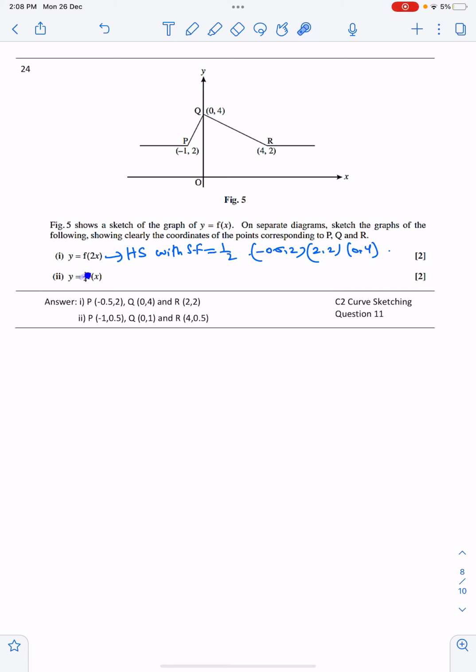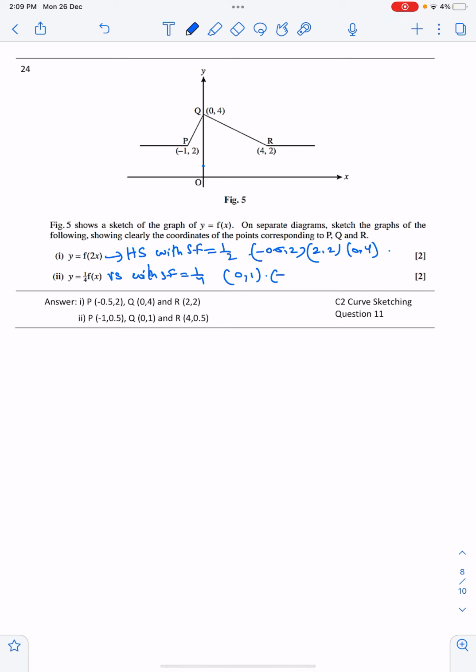In this case, it's a vertical stretch with stretch factor 1 upon 4. That means this point, 0 comma 4, is going to come on to 0 comma 1 here. So it's a vertical stretch with stretch factor 1 upon 4. So 0 comma 4 will come on to 0 comma 1. This distance will be 1/4. So 2 divided by 4 is going to be 0.5.